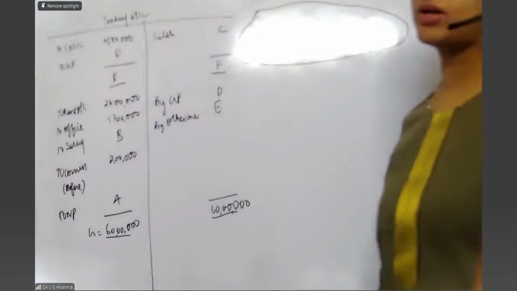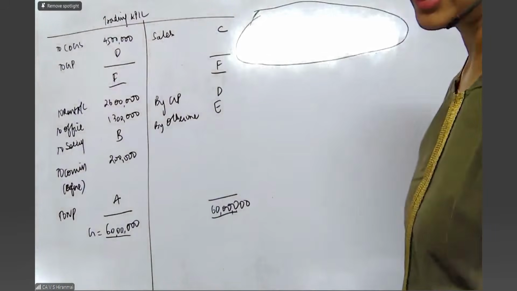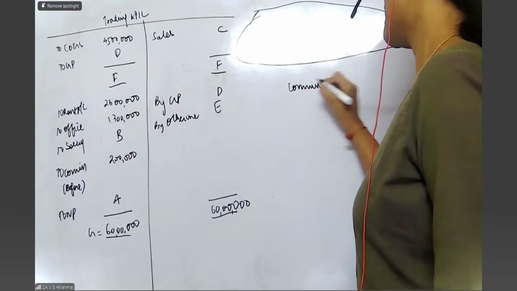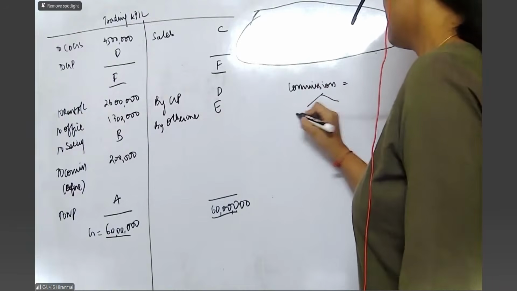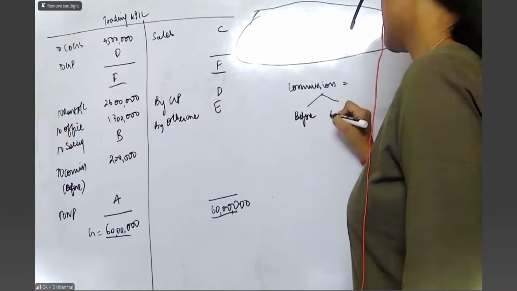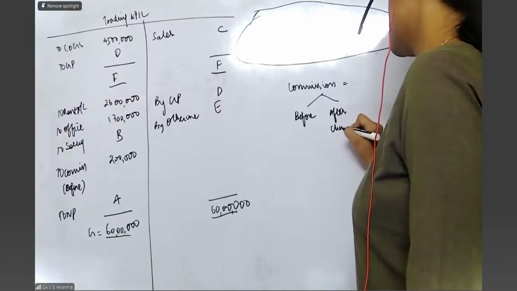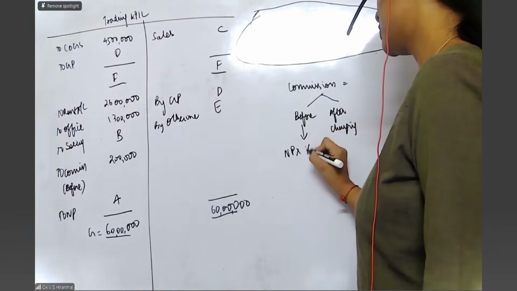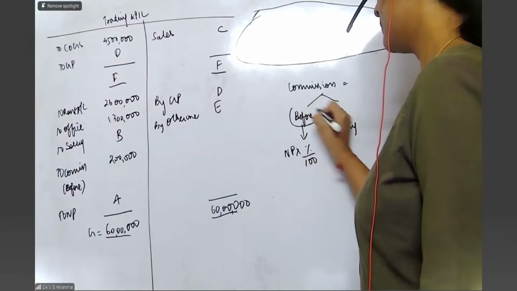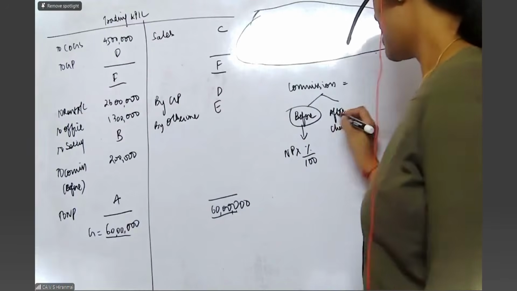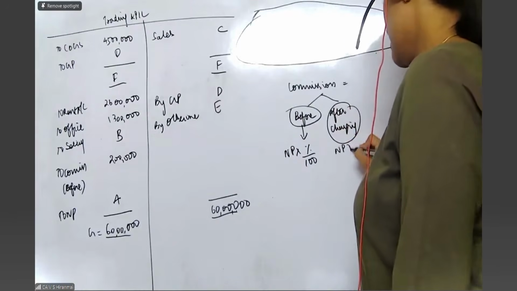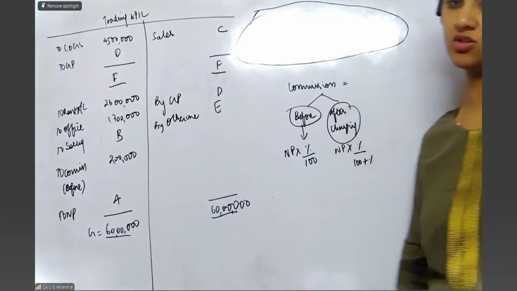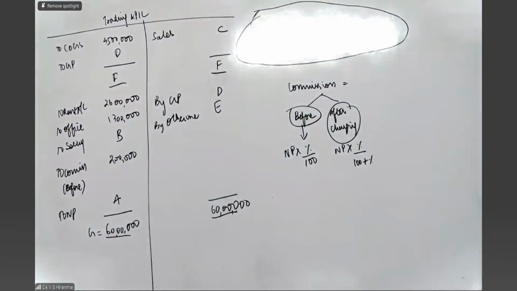Now the second point where we will start the question with is your commission. My dear students, there is an adjustment with regard to commission: before charging such commission, after charging such commission. The only difference is, my dear students, net profit into percentage by 100 will be before charging the commission. After charging the commission, net profit into percentage by 100 plus percentage. That's all. These are the two things that you have to understand.